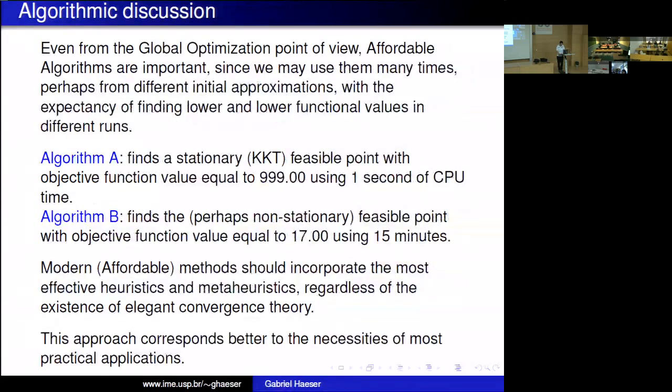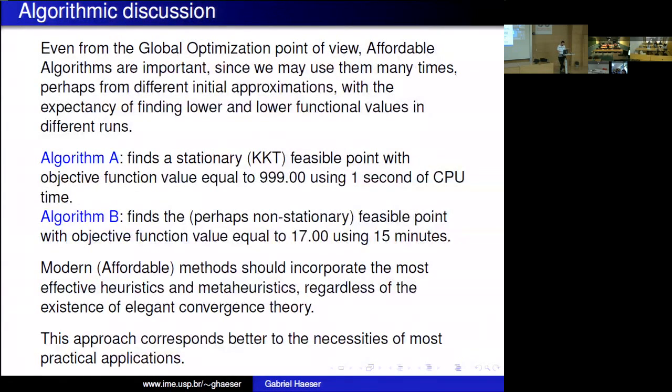Okay, so this is another idea. Even if in practice you want to find the global minimum, you could think that these affordable algorithms are useless. You want the global minimizer, you are only finding KKT points. I don't care for KKT points. So what should we do?